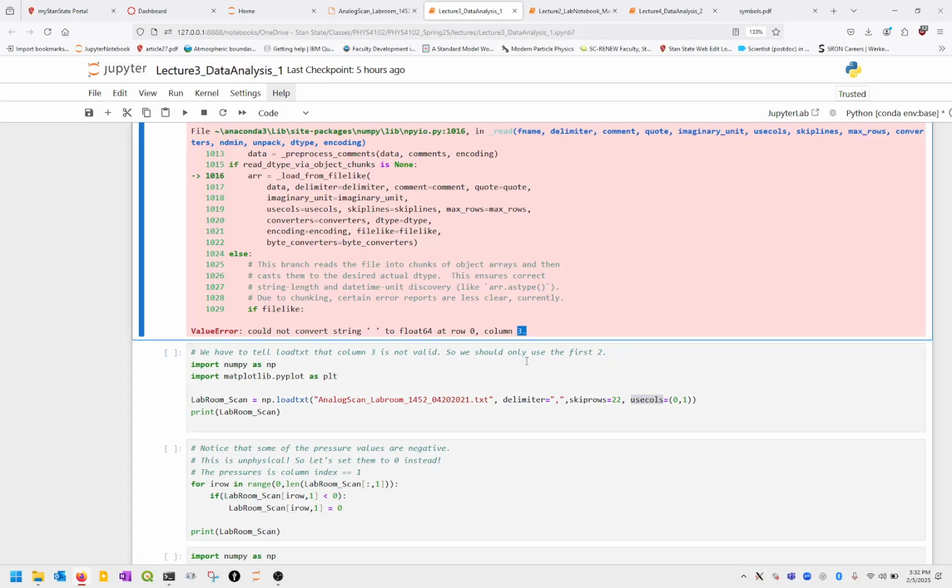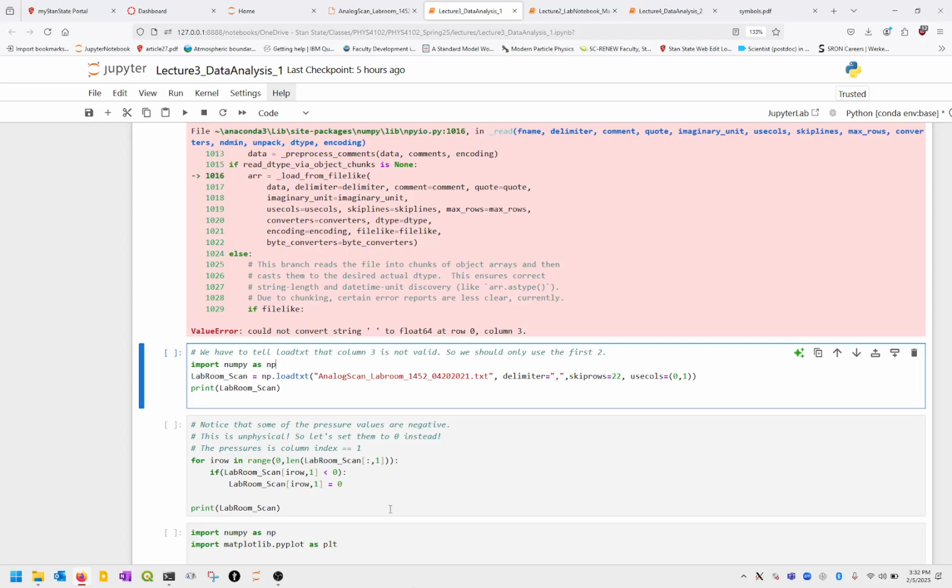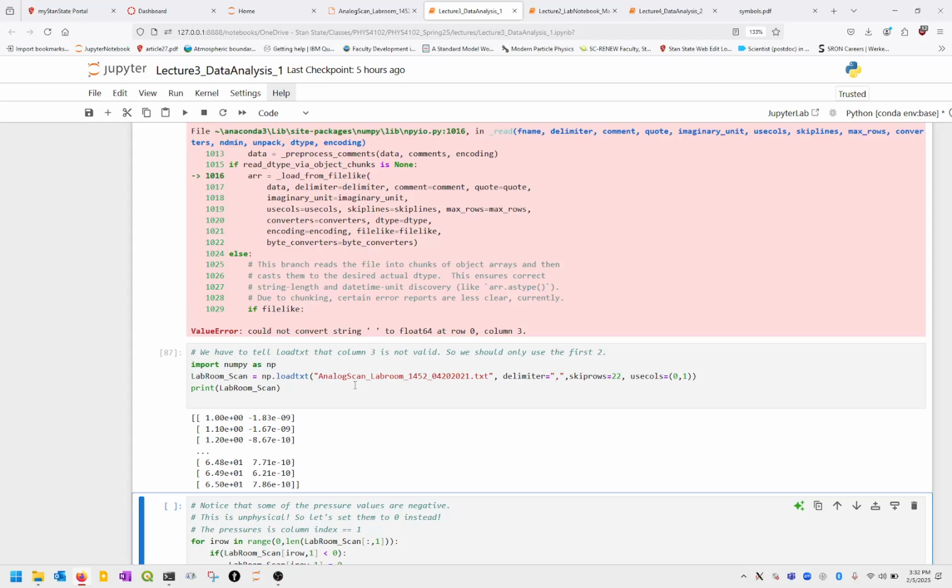Someone from Fortran or the 1960s started counting from 1. This is actually a disagreement on how they even count. All right, now with that, hopefully it works. So now you have the delimiter, the skiprows, and you tell it to only read the first 2 columns, right?